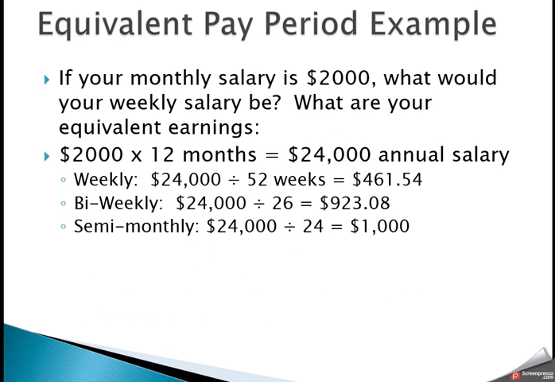So here we have an example. If your monthly salary is $2,000, what would your weekly salary be? This is an example of ones that students would say, okay, I'll just divide it by 4. And that's not correct. So what I do is I take it and multiply it by 12 to get it into an annual salary of $24,000. Then I'm going to divide it by 52 to get to the weekly salary. Then I would divide it by 26 to get to the biweekly. Then I would divide it by 24 to get to the semi-monthly. I would divide it by 12 for monthly, but they already gave me the monthly.